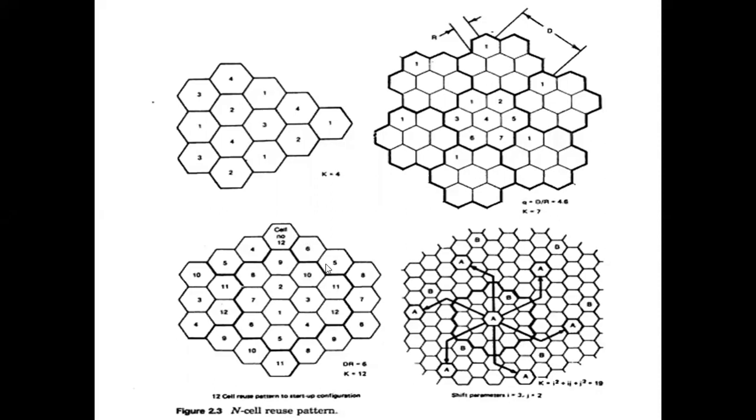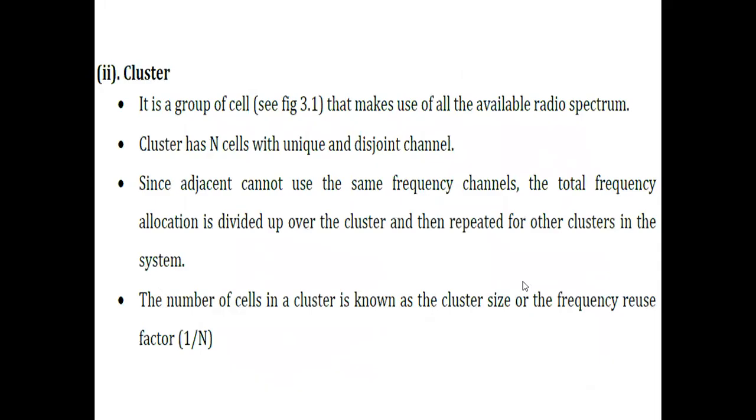Similarly, we can also have a group of 12. That is, a group of 12 cells is known as your cluster. So here a group of 19 cells is known as your cluster. So cluster is the word used for the grouping of cells. Now this was the concept; I will explain cluster in detail in the next slide.